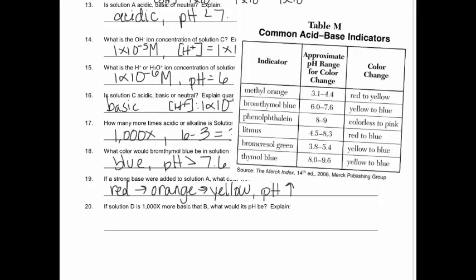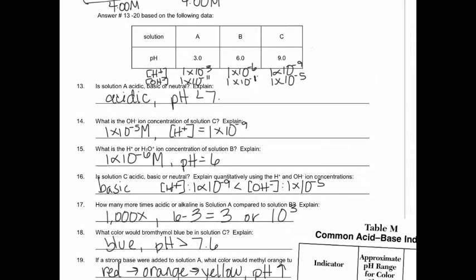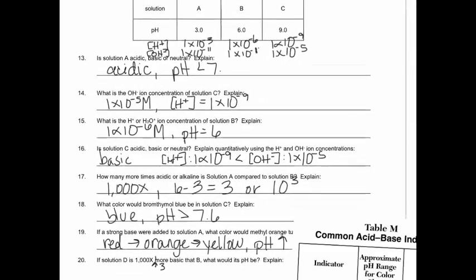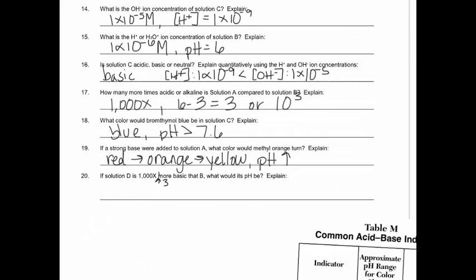And then letter D, a solution 1,000 times more basic, so that means that the pH is going to go up by 3. So let's look back. Solution D, more basic than B. So here's B. It had a pH of 6. So if it's going up by 3, it'll be 9. And you can justify that by saying the pH would increase by 3. And that's it.